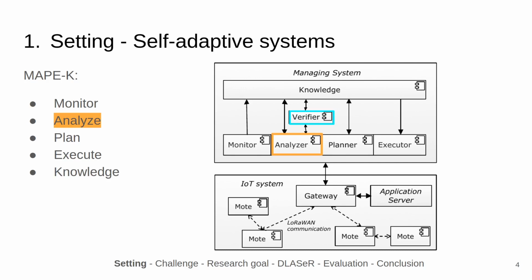The monitor monitors the system and its environment. The analyzer analyzes the monitored results or values and decides whether adaptation is required or not. To that end, it uses a verifier. Then the planner selects the best adaptation option and creates a plan for it. And finally, the executor executes that plan. We highlighted analyzer and verifier because these are two components that are quite important in our work. So we will zoom more into these in the rest of the presentation.